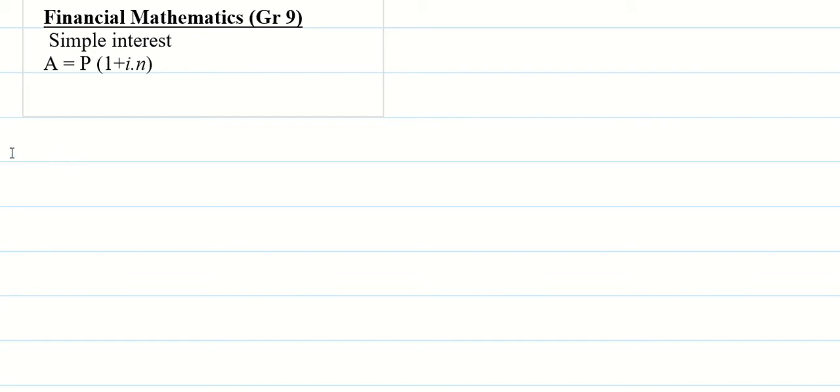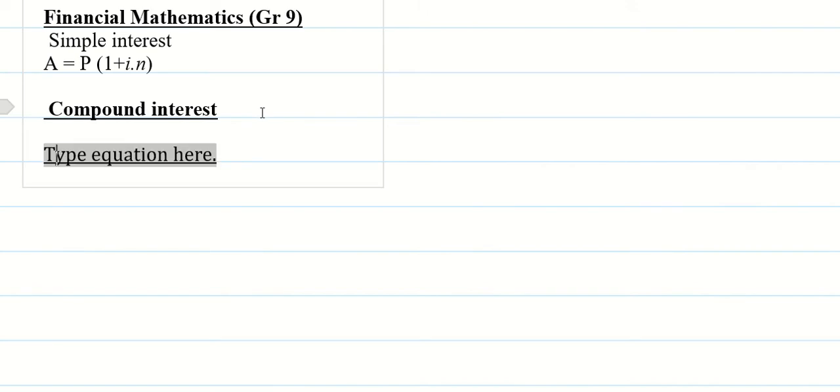Then our second one is compound interest. Alright, so compound interest is our second one. And compound interest has a formula similar to this one, but the only difference is, let me use equations, so that will be A is equal to P brackets 1 plus I to the power of N.